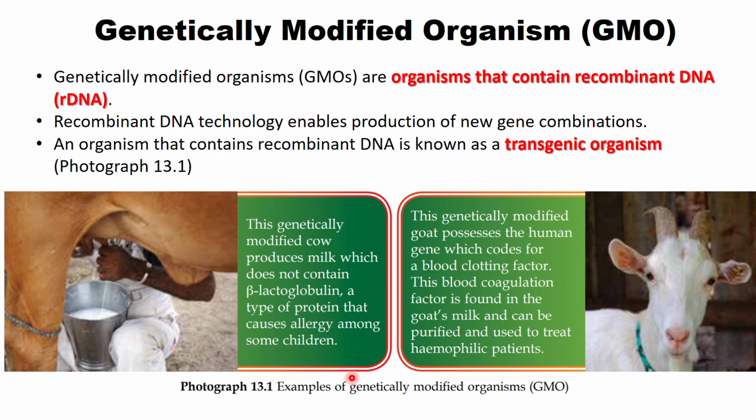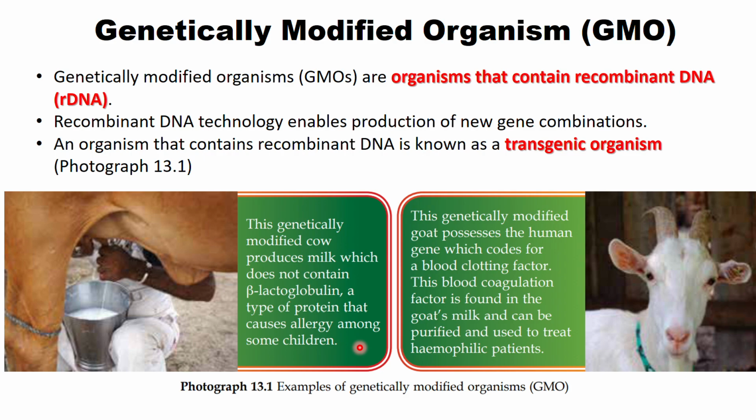Examples of genetically modified organisms here in your textbook. The first one here on your left, this genetically modified cow produces milk that does not contain beta lactoglobulin, which is a type of protein that causes allergy among some children. This powder milk from GM cows contains a human protein which is good for premature babies.